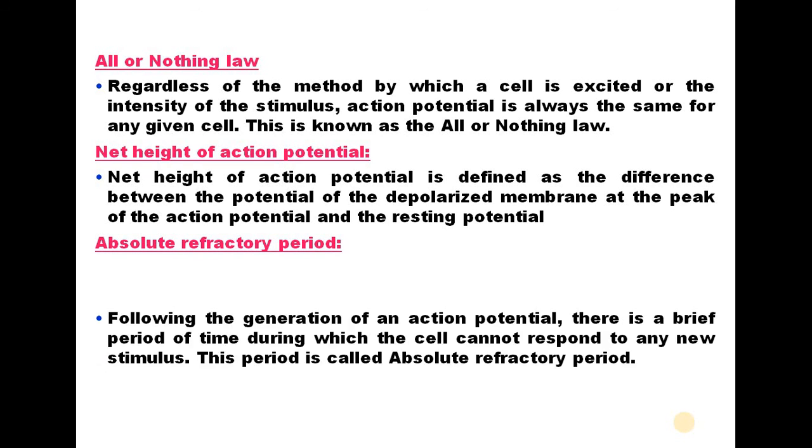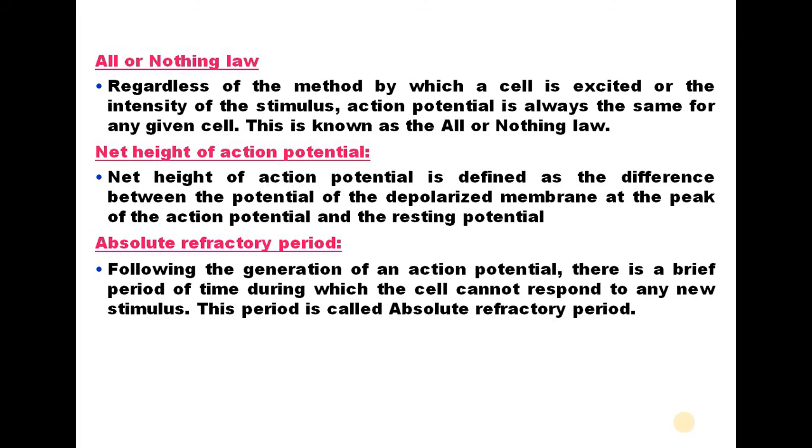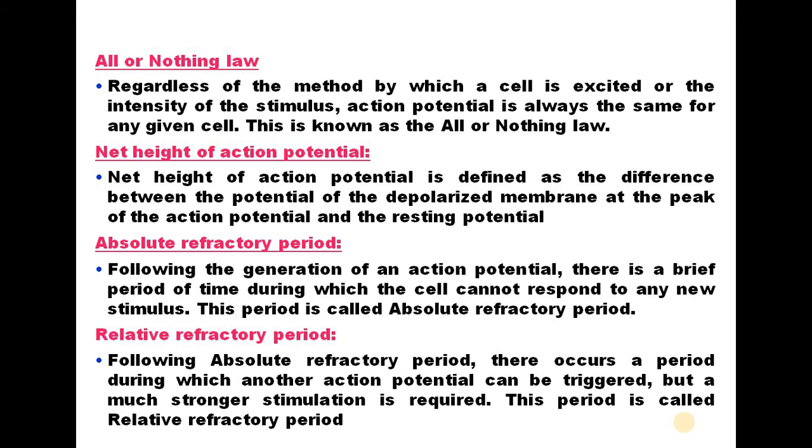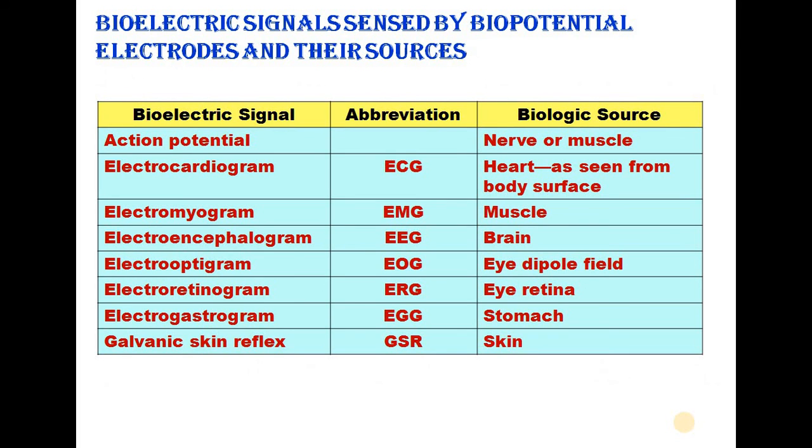Absolute refractory period. Following the generation of an action potential, there is a brief period of time during which the cell cannot respond to any new stimulus. This period is called the absolute refractory period. Relative refractory period. Following the absolute refractory period, there occurs a period during which another action potential can be triggered but a much stronger stimulation is required. This period is called the relative refractory period.